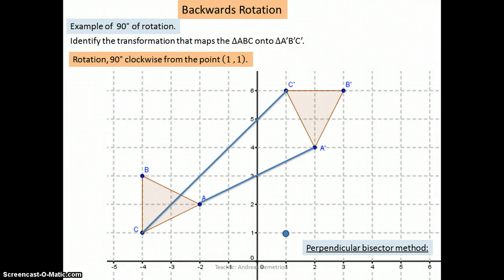Another method is to use a tracing paper, draw the object onto the tracing paper, and by trial and error, we know that it has to be 90 degrees clockwise. Try some of the squares here until you find the answer.